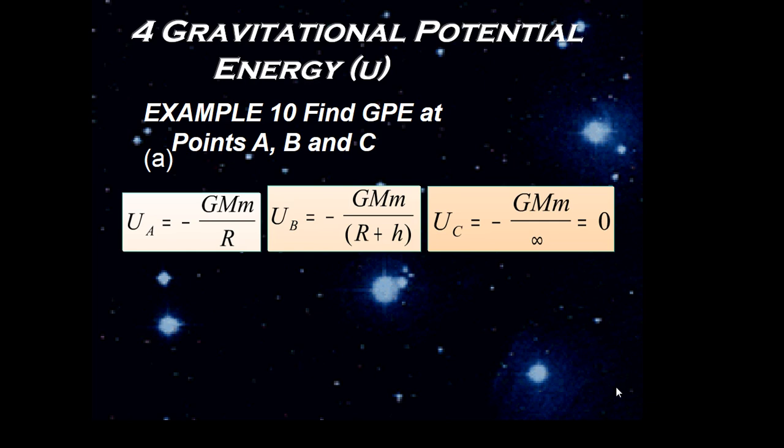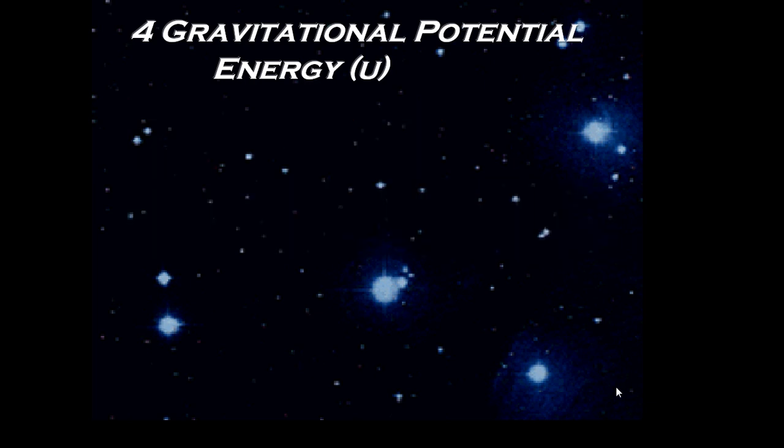Part B. Show that if h is very, very small compared to R, the change in GPE going from A to B is approximately mgh. So this question is very good because it's trying to show you that GPE can be approximated by mgh, where g is the g at the surface of the Earth.